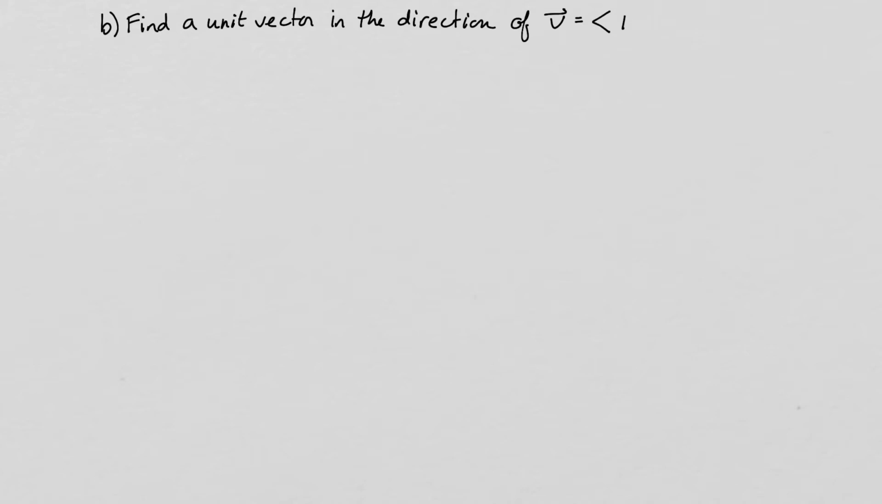So we'll try another one here. B, find a unit vector in the direction of vector v being equal to 1 comma negative 5.